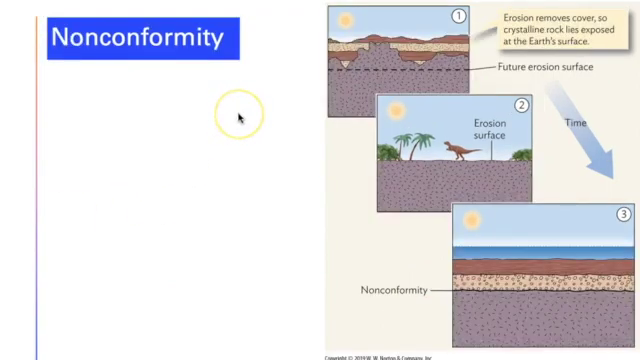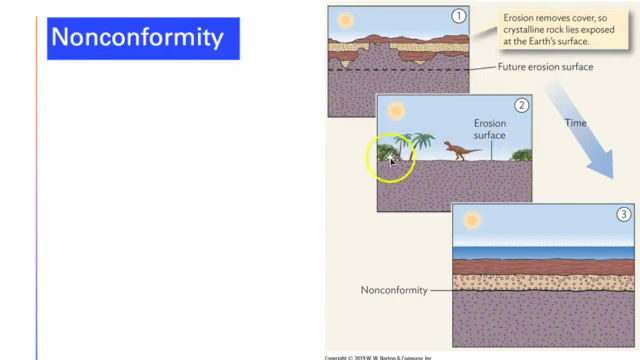Nonconformity. Again, let's go through the steps. So originally, furthest back in time, we have a situation where there was some sedimentary strata that had been intruded by magma rising from beneath, creating this structural juxtaposition here. Erosion removes the rock cover, so the crystalline rock is exposed at the Earth's surface, crystalline rock being the intrusive igneous rock that solidified from the magma.